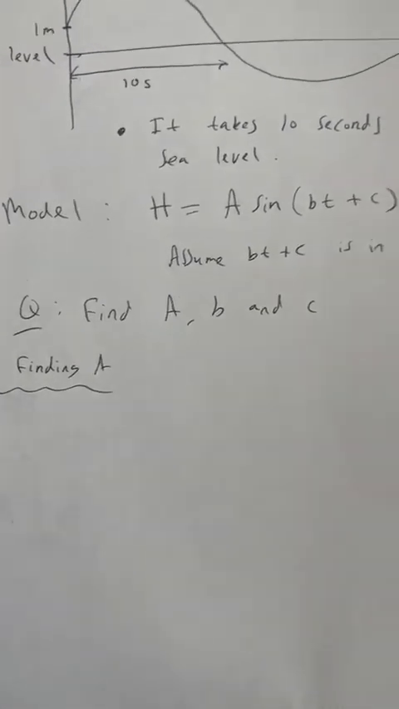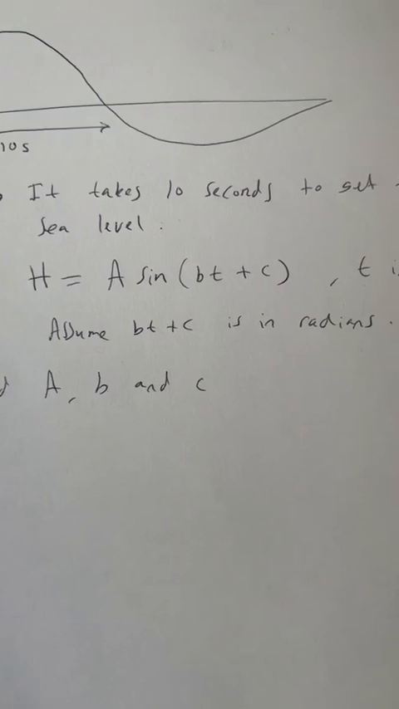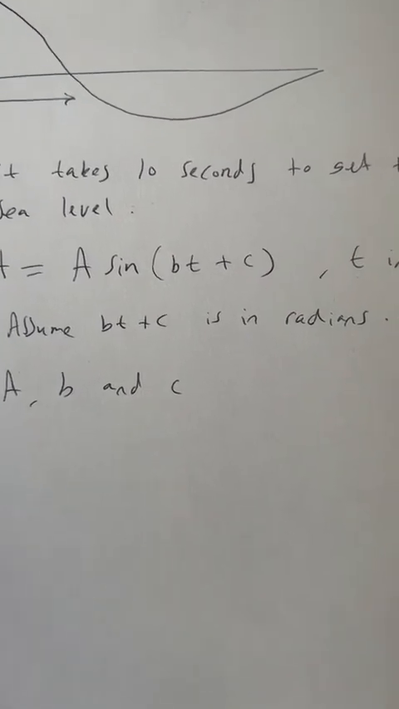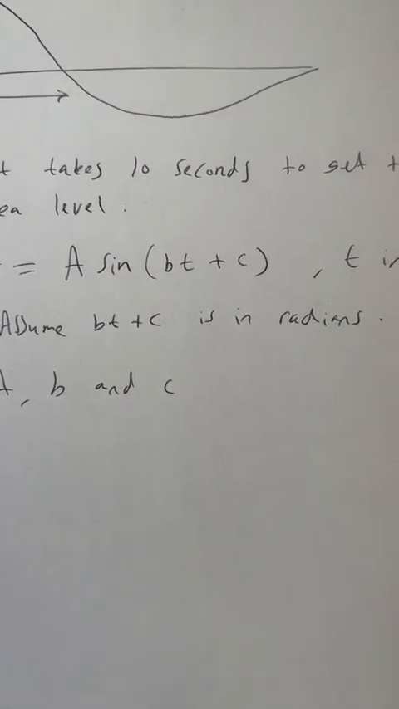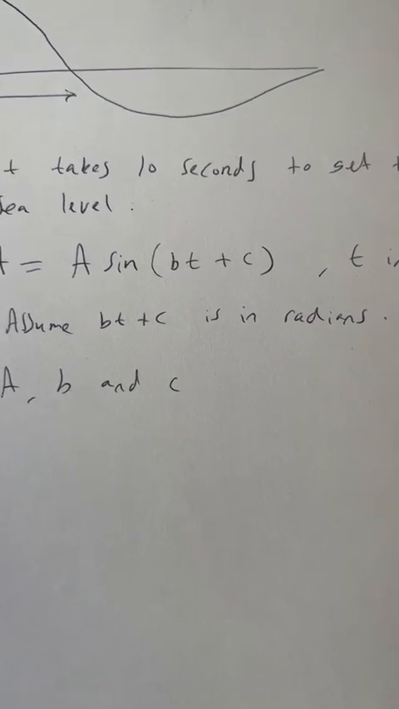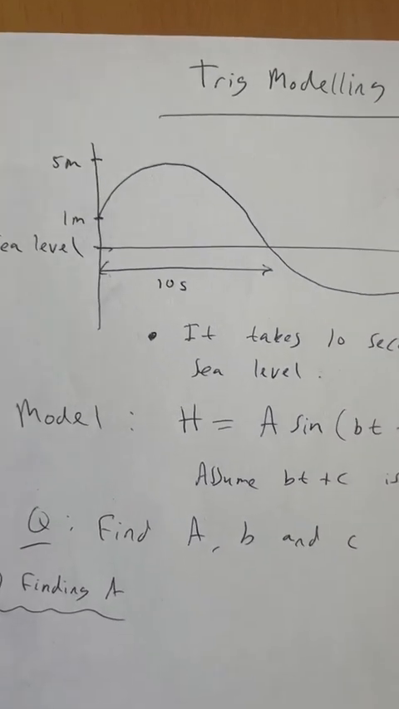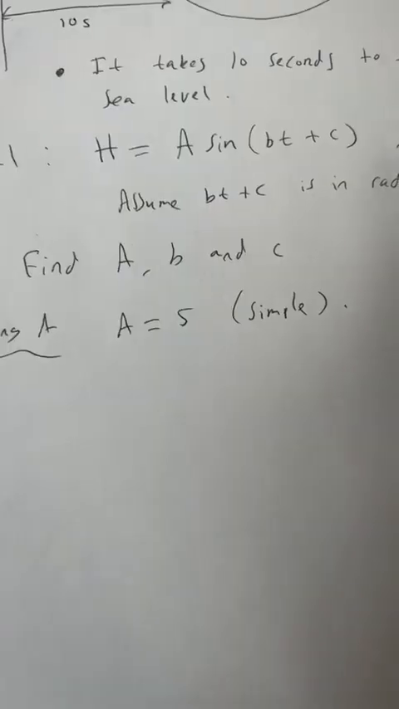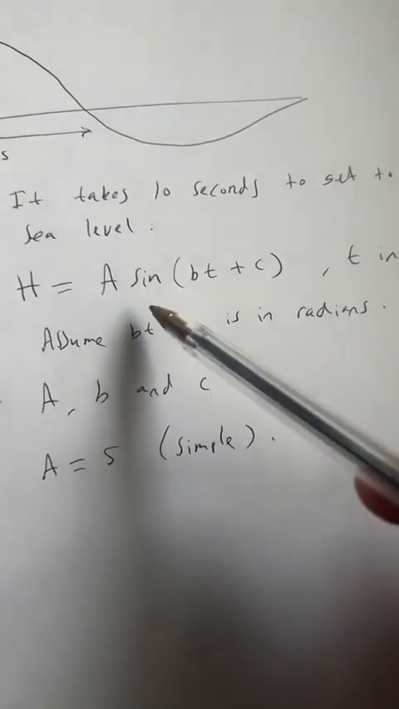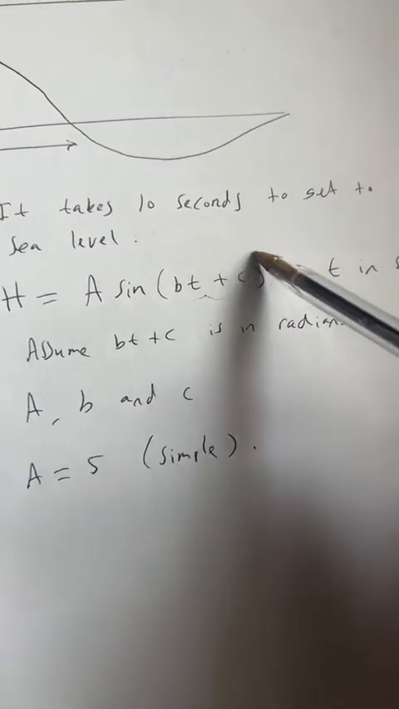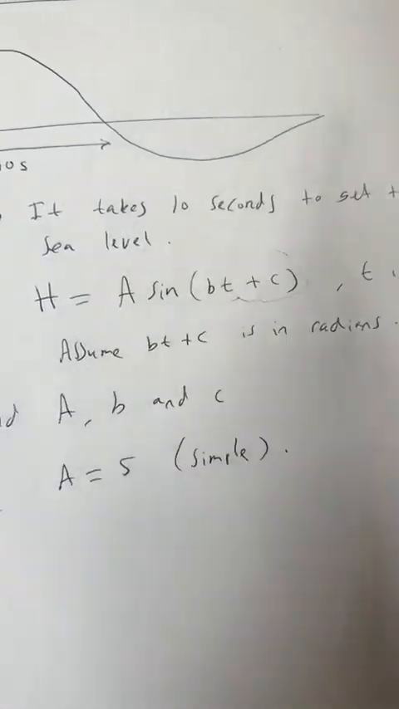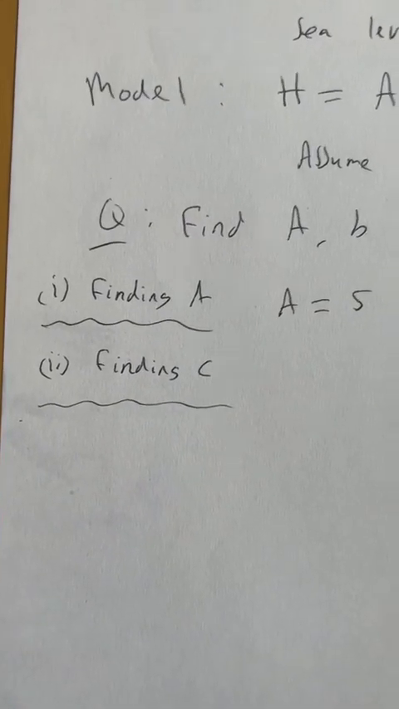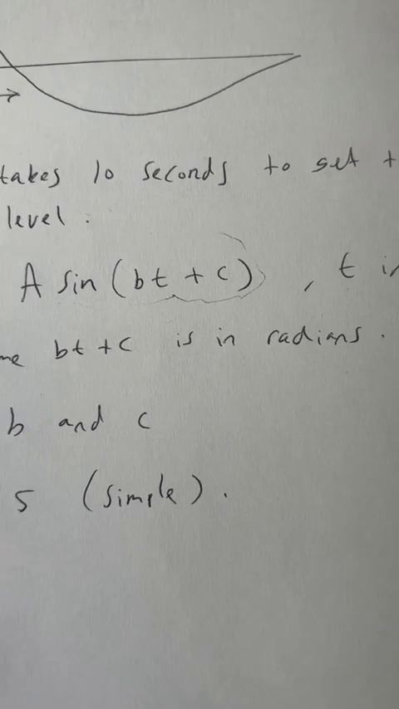Finding a should not be too difficult, because the maximum value of a sine wave is 1 and the minimum value is -1. The maximum value of this sine wave is 5, so a must be 5. Hopefully you are fine with that idea, but do let me know if you have any questions. That sine part has a maximum value of 1, so we need a to be 5.